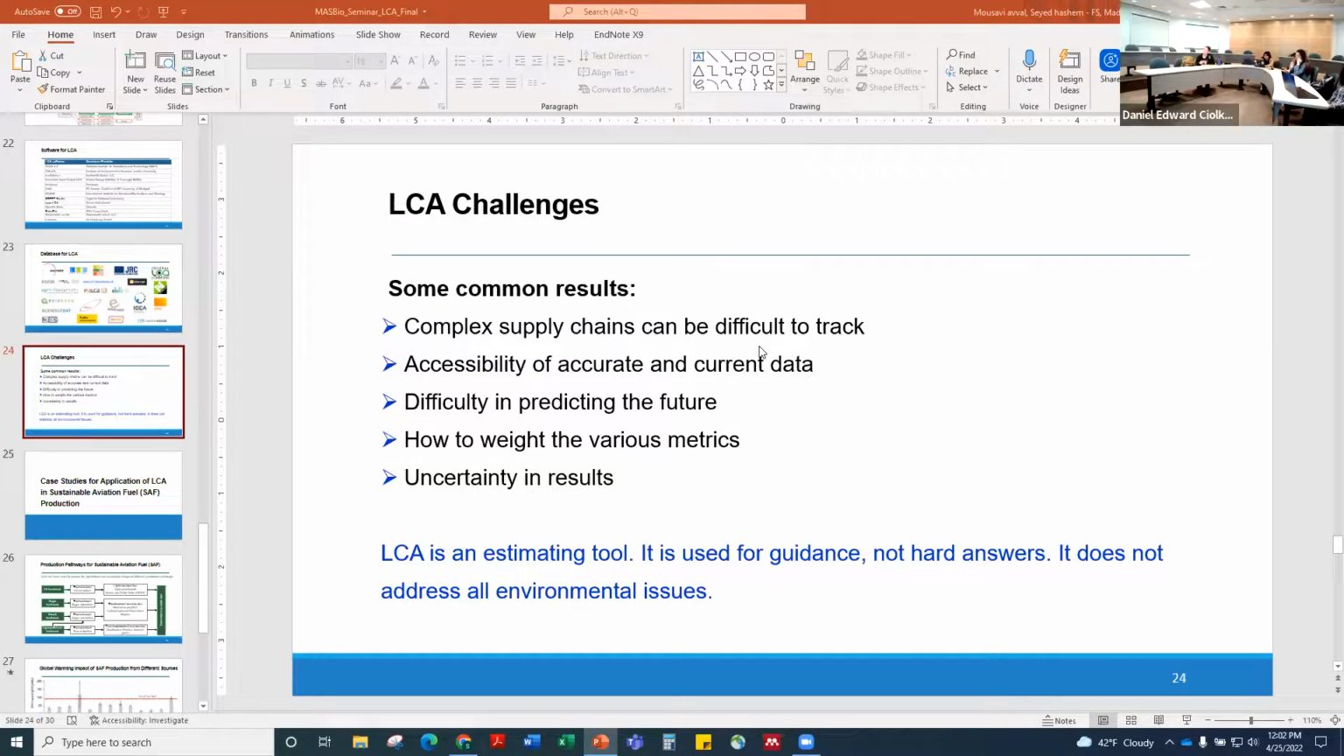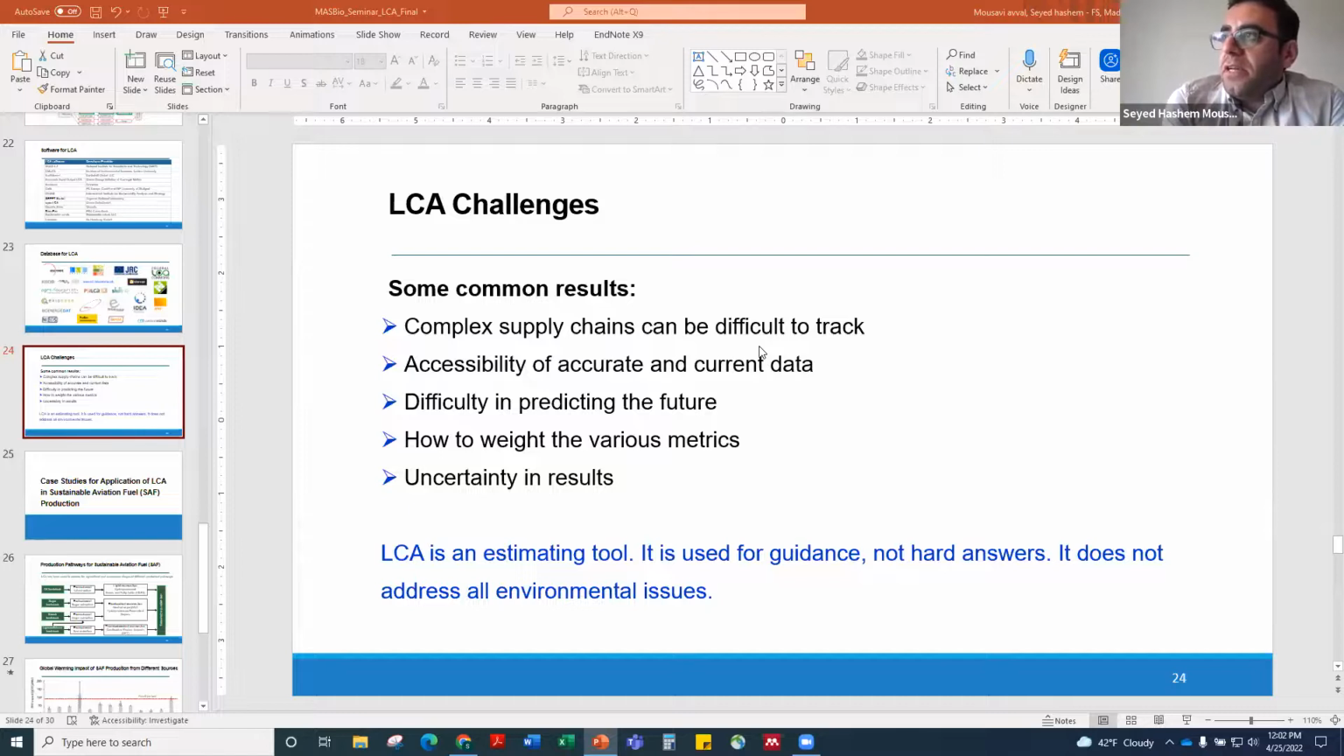Okay, we have a question. They're asking how does the source of hydrogen affect greenhouse gases of sustainable aviation fuels? Are those sources of hydrogen a major contributor?